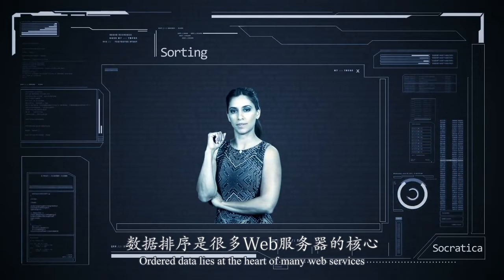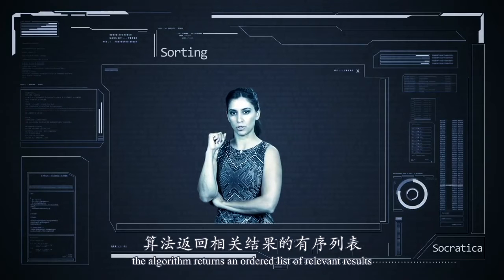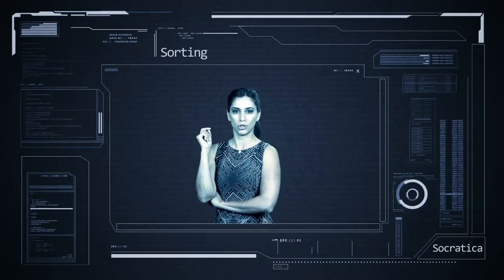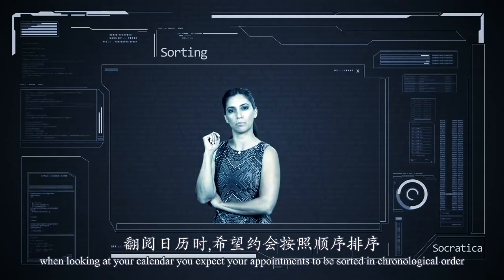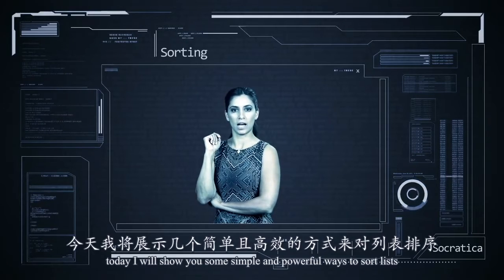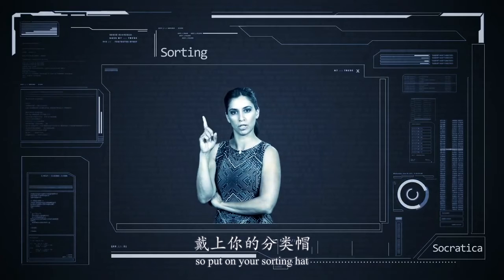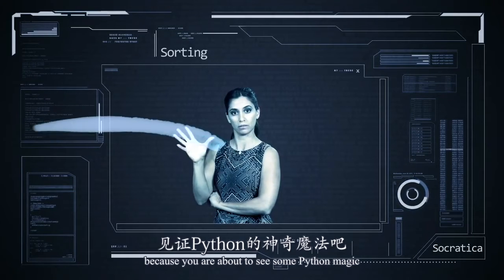Ordered data lies at the heart of many web services. When you perform a search, the algorithm returns an ordered list of relevant results. When shopping online, you often want to sort products by price. When looking at your calendar, you expect your appointments to be sorted in chronological order. Today, I will show you some simple and powerful ways to sort lists. So put on your sorting hat, because you are about to see some Python magic.